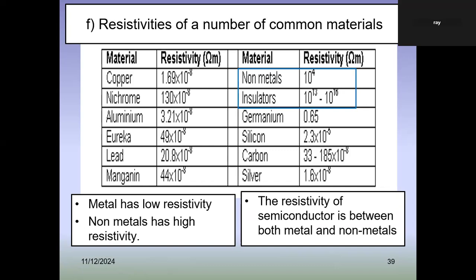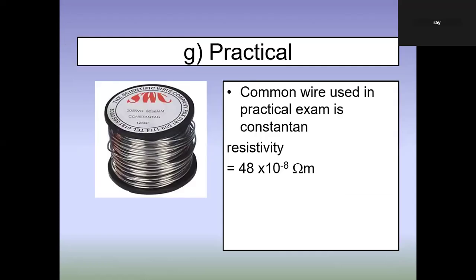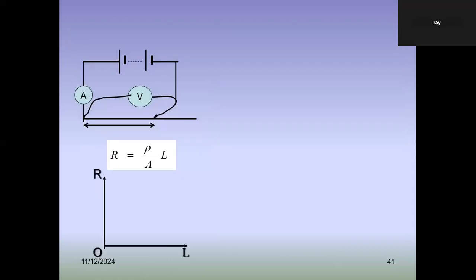Resistivity of semiconductor is between both metal and non-metal. No need to memorize. Just know roughly the magnitude. Resistivity is usually about 10 to the power minus 8 for metal. The most common one used in the exam for practical is constantan. This is about 48 times 10 to the power minus 8 ohm meter, because it has a high resistance.